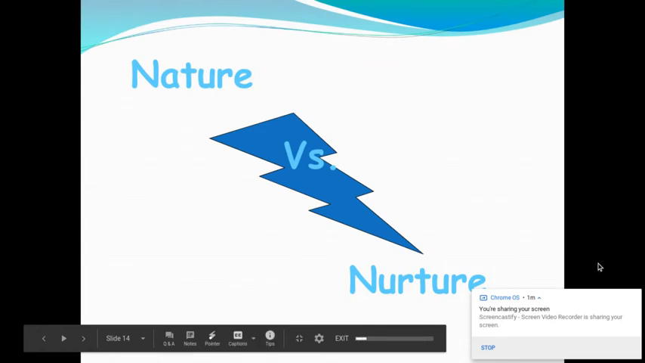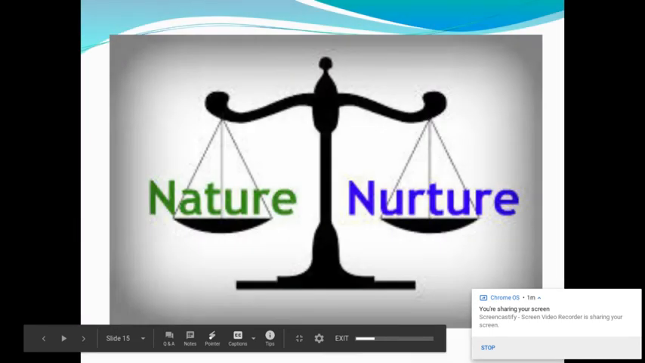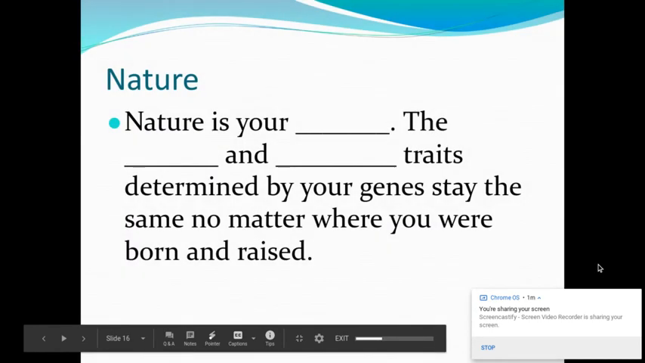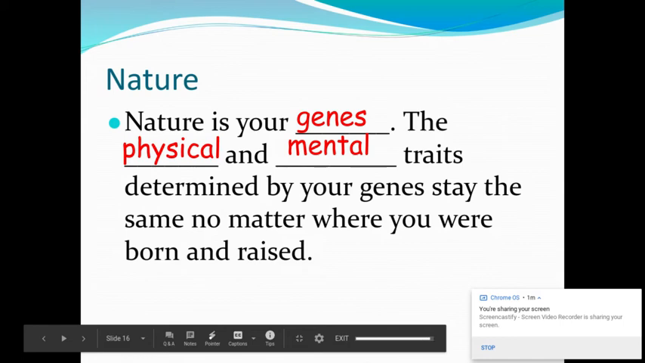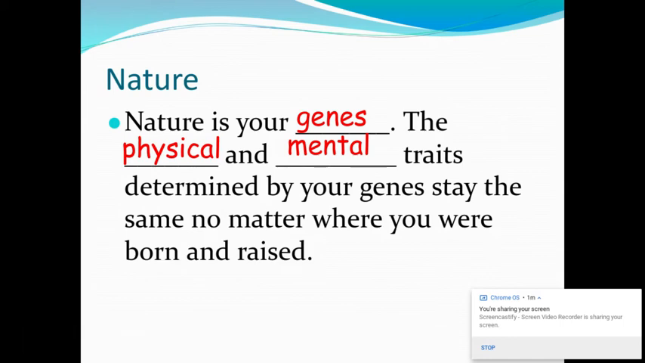Okay, so nature versus nurture. Nature is your genes, which is the physical and mental traits determined by your genes stay the same no matter where you were born or raised. It doesn't matter if you're born in the city or you're born in the country. If your genetic makeup says that you're going to have green eyes, that's what you're going to have. Doesn't matter where you were born or who raised you or how you were raised. So that's nature.